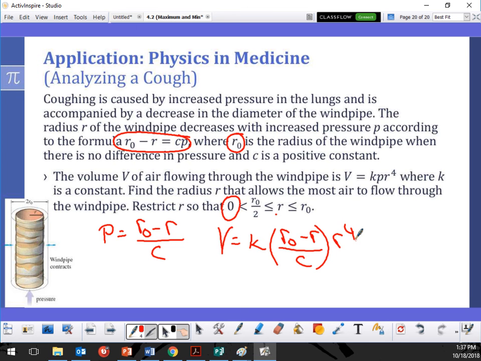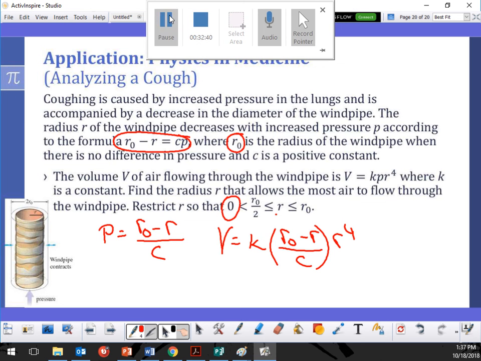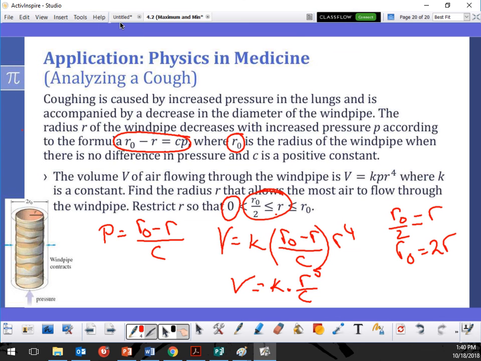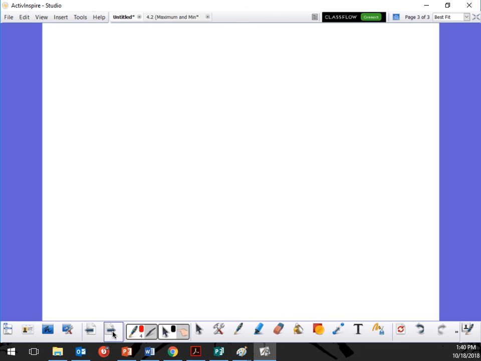All right, so now from here, I also have to work this out because I forgot how I got rid of R sub naught. Dang it. Okay, I'm going to pause this. Let's go back to that. Okay, so we have, what did I say? V equals K times R5 over C. So I take V prime, which would be 5K over C times R to the fourth.